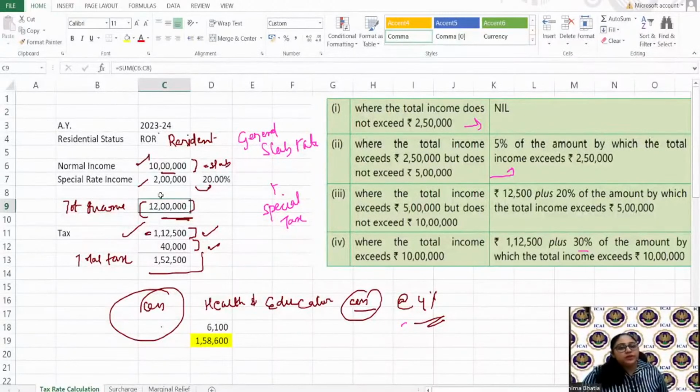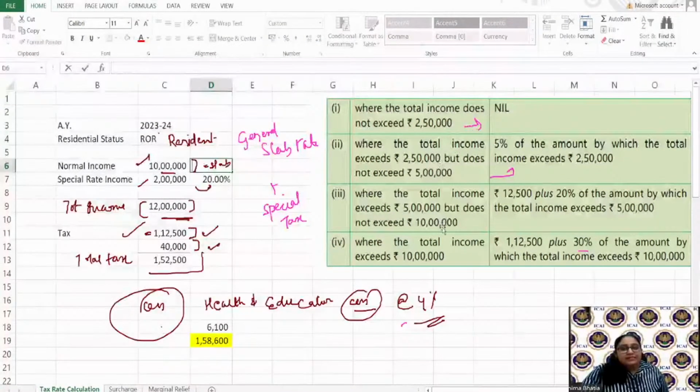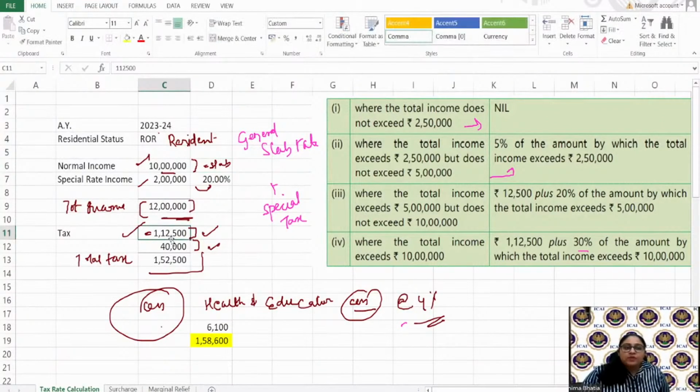For total income of 12 lakh, usko divide kiya: 10 lakh is normal income, 2 lakh is special rate income. On 10 lakh I will apply slab rates, which we saw in the previous class on how to apply. On 2 lakh I will apply the special rate, which will be this.